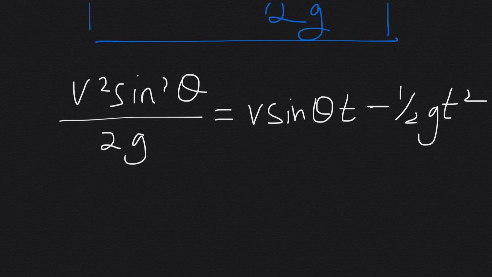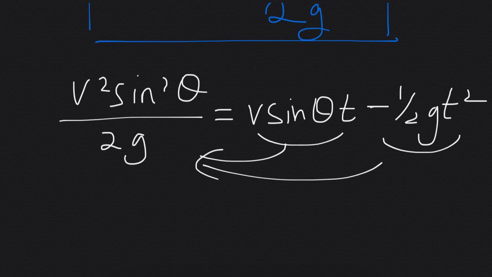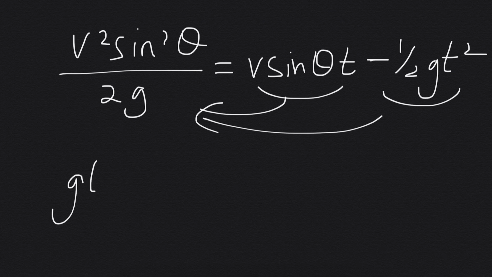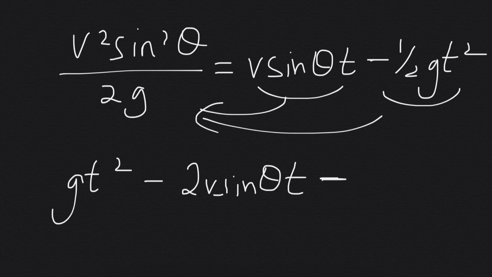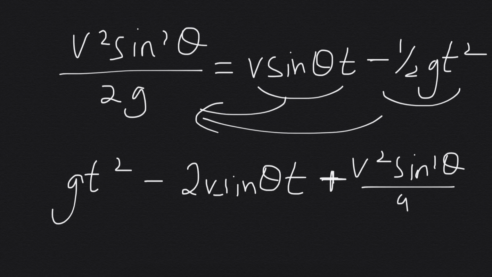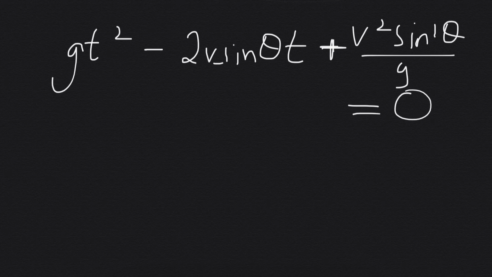All right, so let's write this quadratic equation out. I'm going to reorganize this a bit. So I'm going to multiply 2 on both the sides, and I'm going to move this g and this v sine theta all to the other side, so we have a 0 on the right side. So now we have gt squared minus 2v sine theta t plus v squared sine squared theta divided by g is all equal to 0. All right, I'm going to just brute force my way through this. There's maybe an easier way to solve this, but I'm just going to go use this, all right?